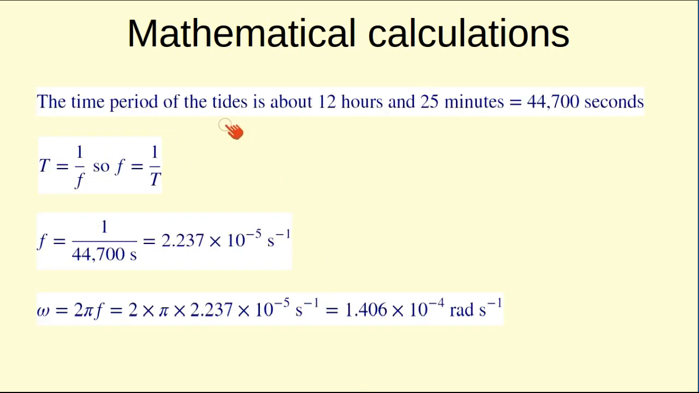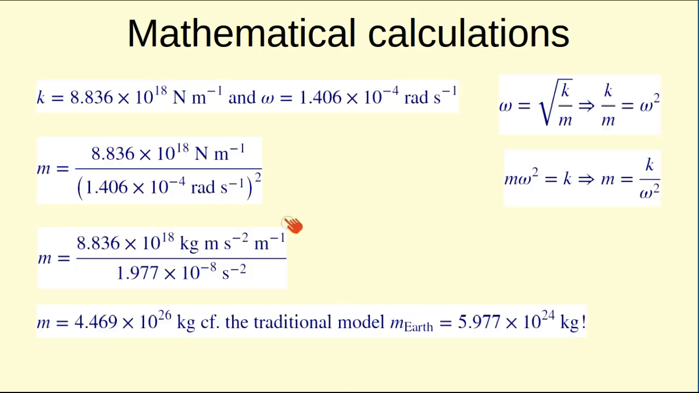The time period of the tide is about 12 hours and 25 minutes, 44,700 seconds. So using time period as 1 over the frequency, rearrange it, and you end up in terms of per second. And omega is 2 pi times f, and we end up with 1.406 times 10 to the minus 4 radians per second, getting everything into SI units. We now know the spring constant of the Earth and the angular frequency, omega.